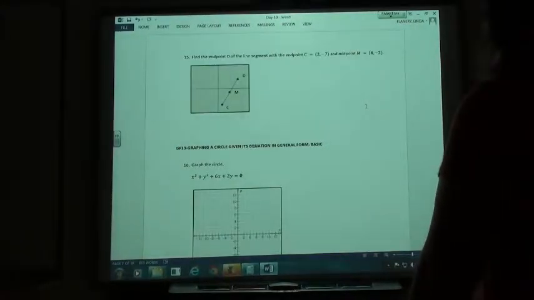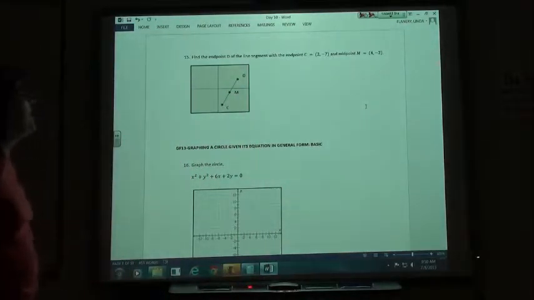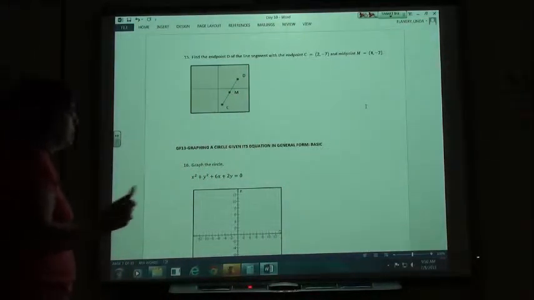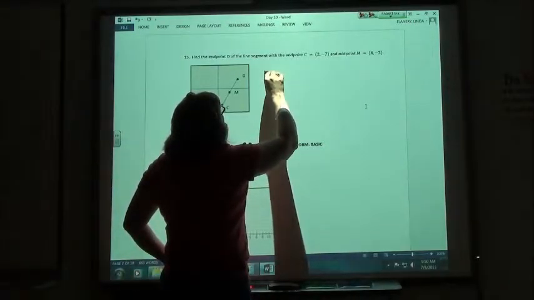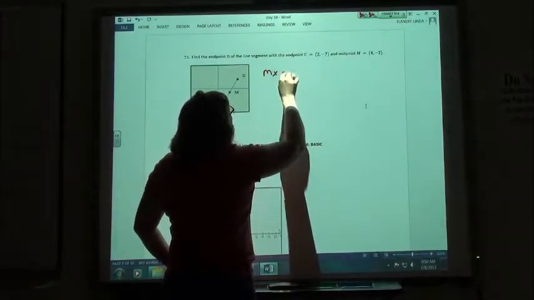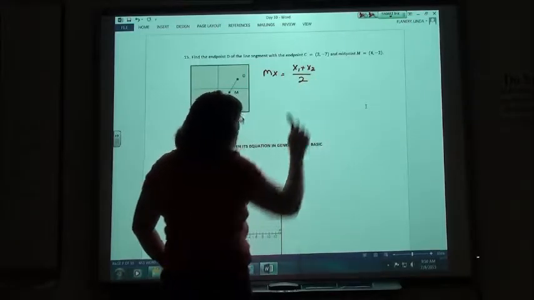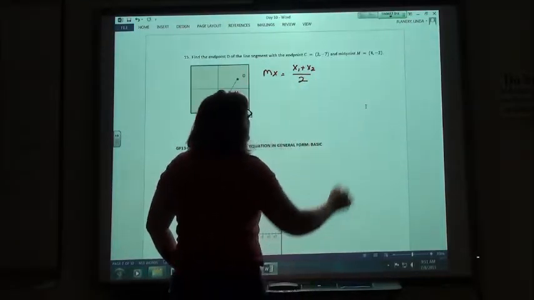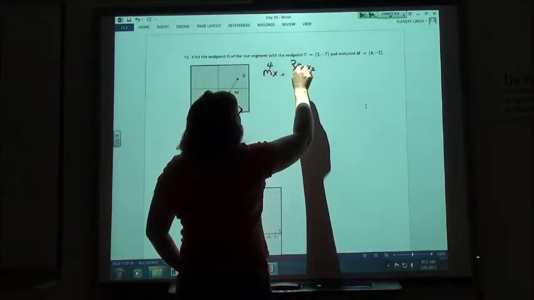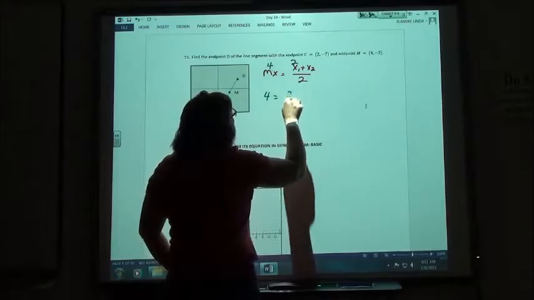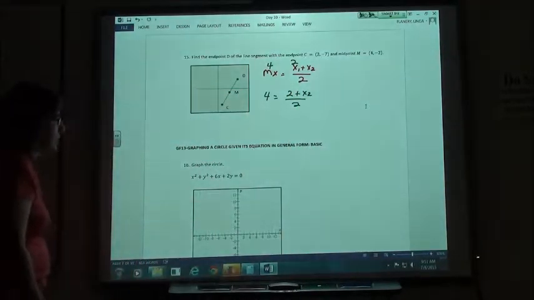So number 15, this time they give you the midpoint and one of the endpoints, and they want you to find the endpoint D of your line segment. So I want to think about breaking my formula up and saying, well, the x value of my midpoint is x1 plus x2 divided by 2. I know the x value of my midpoint is 4, and I know the x value of my first point is 2. So 4 is going to equal 2 plus x sub 2 divided by 2, and I want to solve that for x sub 2.